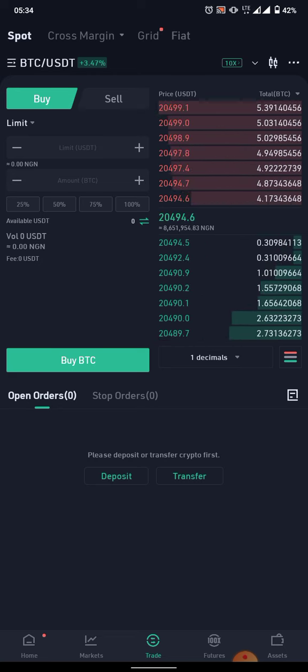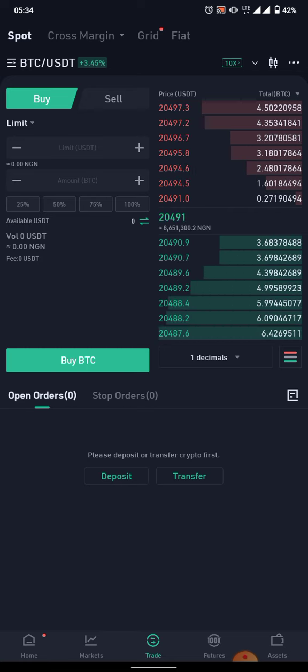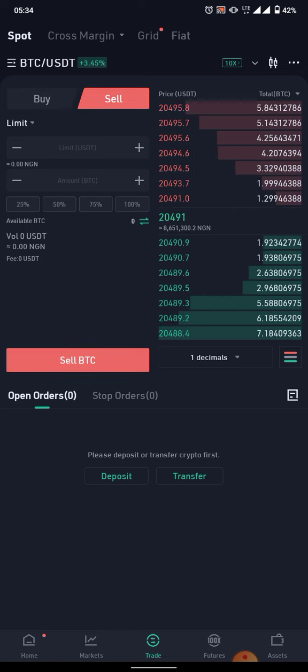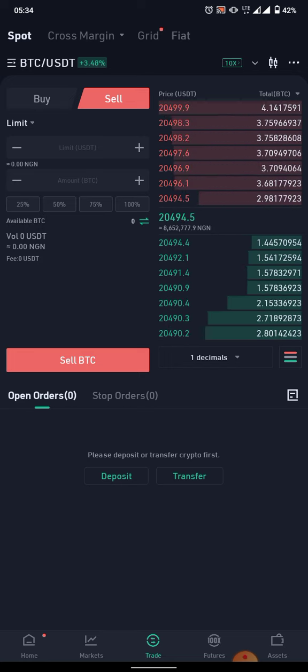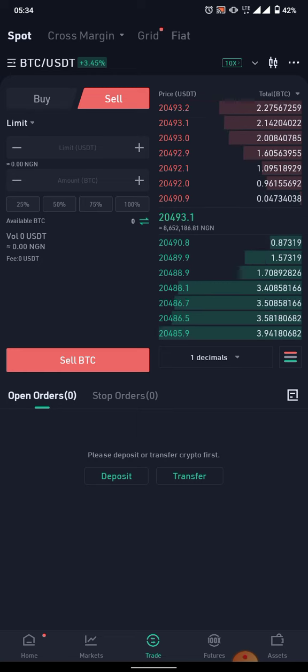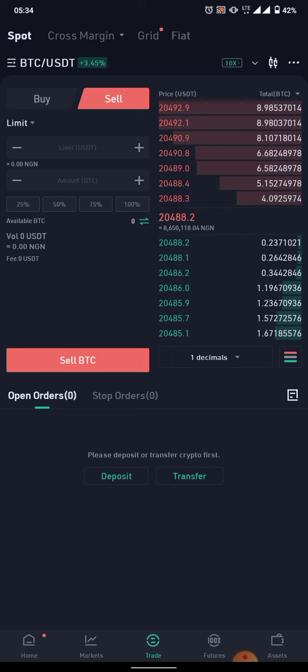Okay, so we also have the limit sell. So this is the limit buy, this is the limit sell. And so also, if I want to sell Bitcoin, let's say Bitcoin is currently at 2494, the current market price. If I want to sell it, I have to place a limit order to sell. So I can decide to sell at like 2500 or so.